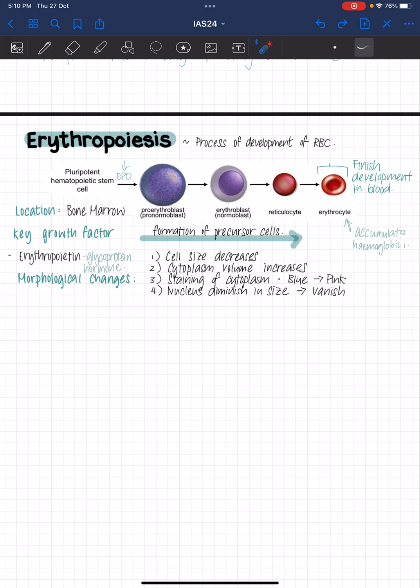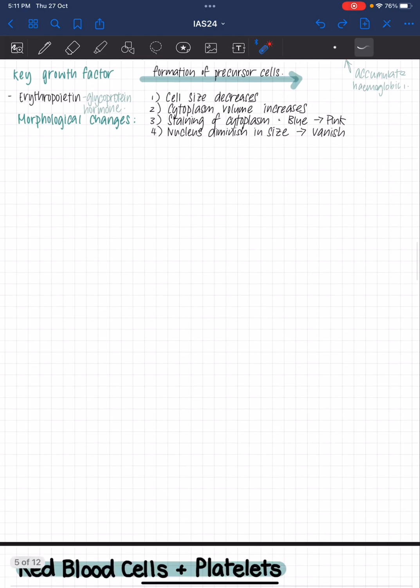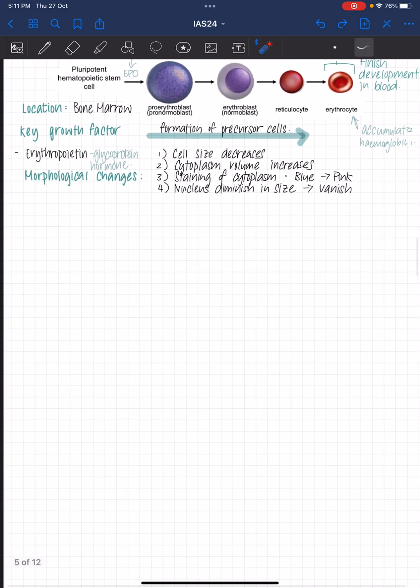Something to notice is that the staining changes from this blue-purple staining, which is the H staining, to just plain red, which is the eosin staining. This is because H staining stains all the DNA and nucleic material, whereas the eosin staining stains proteins. And it's red because of the accumulation of hemoglobin.